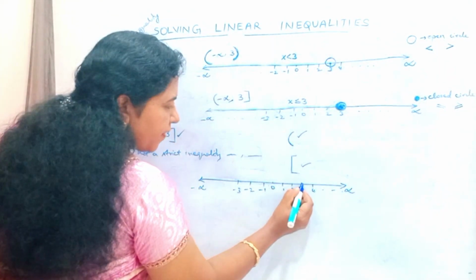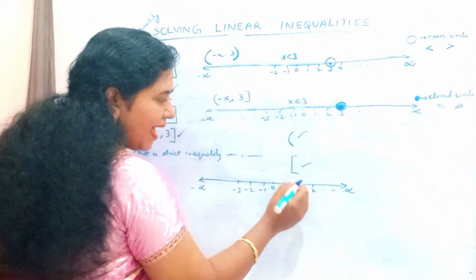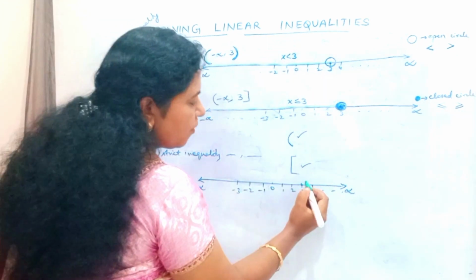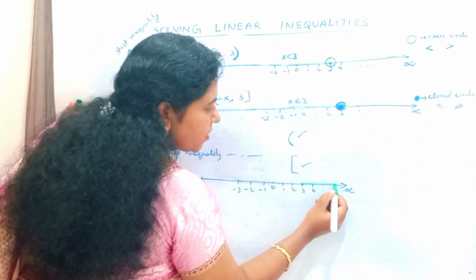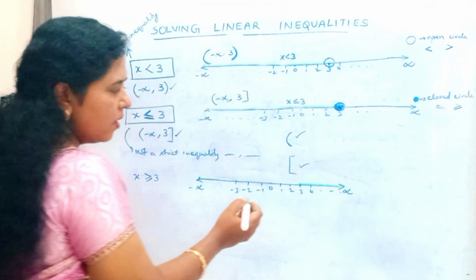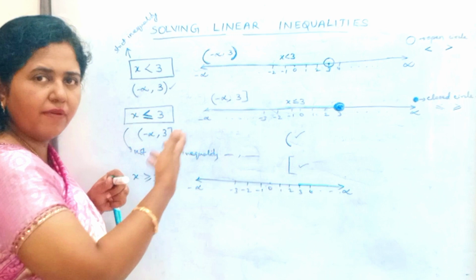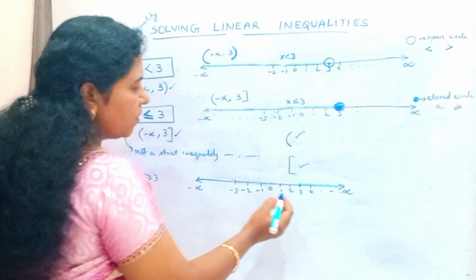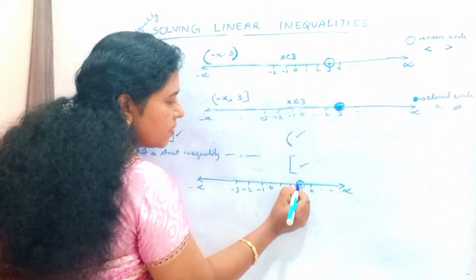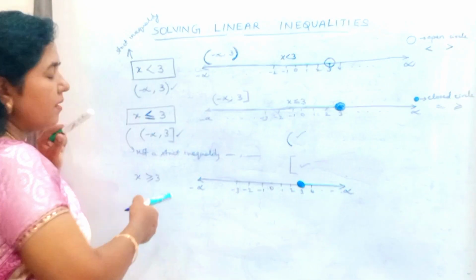We have to first find out the point 3. Greater than 3 means we will be having all the values above 3, that is, all the values to the right hand side of 3. So we will be having this section. And it is equal to 3 also, so that particular value is also included. It may be equal to 3 or any value greater than 3. That is the meaning. In order to show that the particular value is included, we have to use closed circles there. So now this is the number line representation for this inequality.